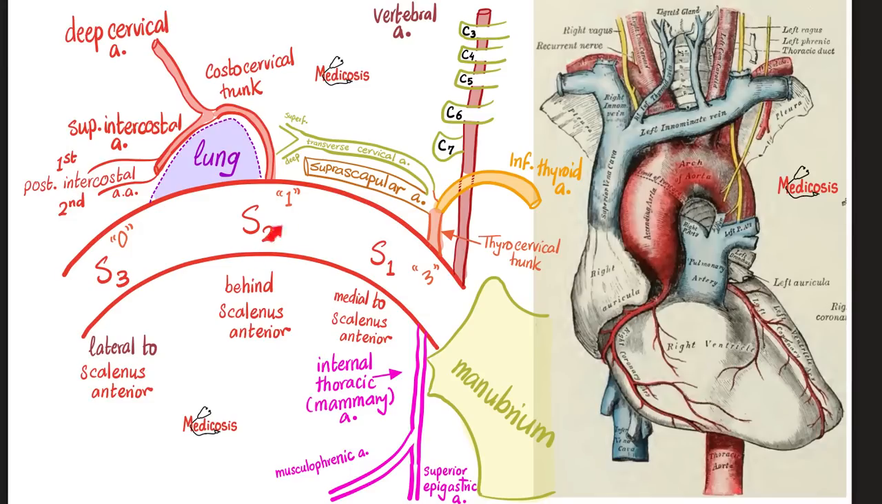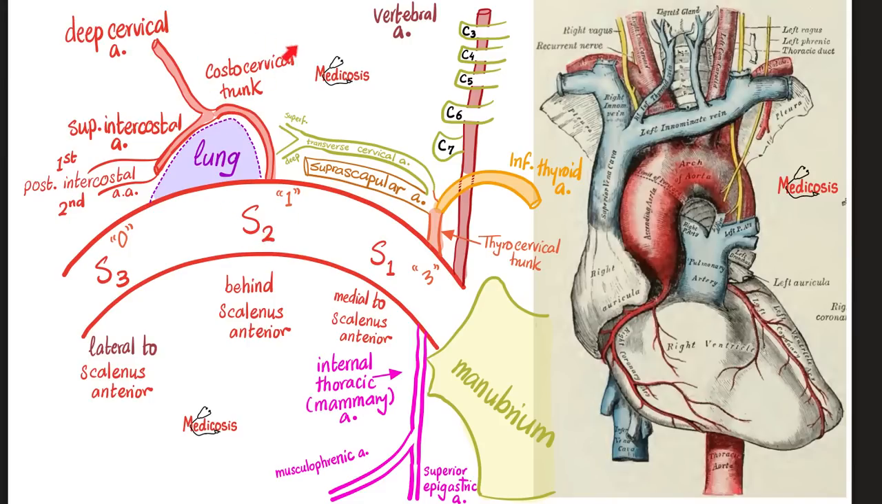Then, the second part of subclavian artery gives us 1 branch, which is costocervical trunk. Please do not confuse thyrocervical trunk, which is a branch of the first part, with costocervical trunk, which is a branch of the second part.